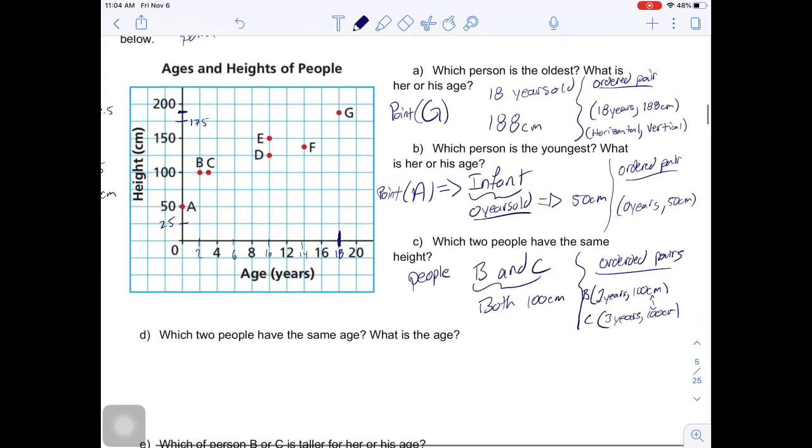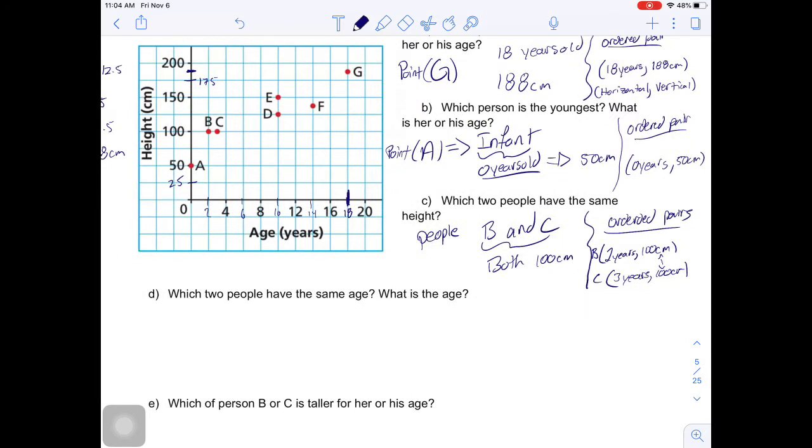Okay. Which people have the same age? What is their age? Well, here, it wouldn't be these guys because they're different ages. They're the same height, but they're different ages. These two are the same age. They're both 10 years old. So here, E and D. And we could list them as ordered pairs.